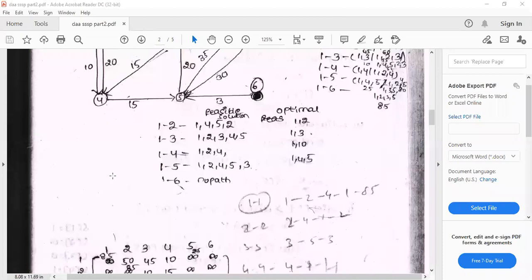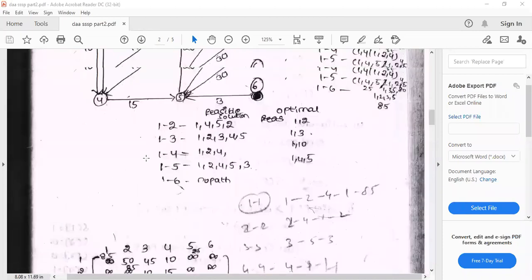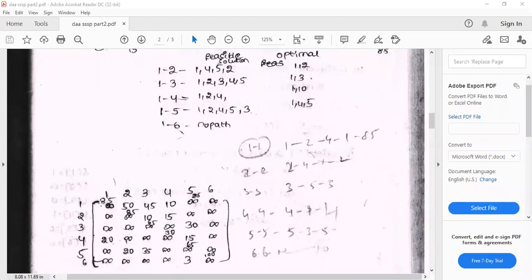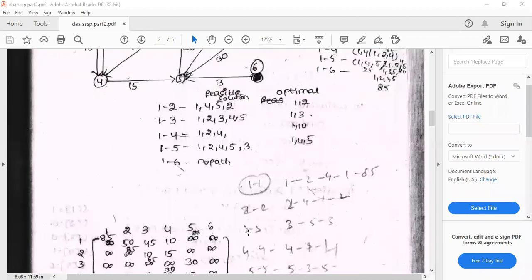So suppose i equals j. For cost of i comma i, that is, cost of 1 comma 1, cost of 2 comma 2, cost of 3 comma 3, cost of 4 comma 4, cost of 5 comma 5, cost of 6 comma 6, it represents any non-negative number without affecting the output of the algorithm.